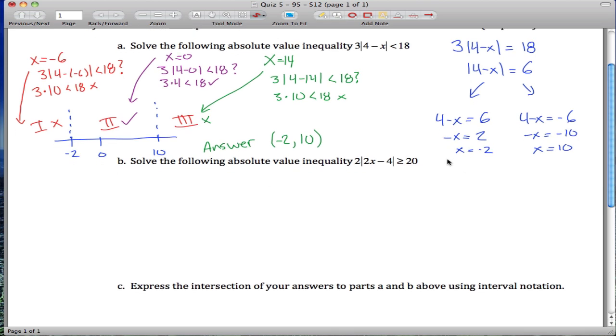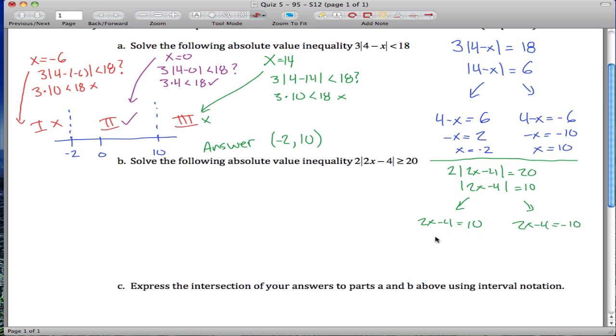Alright, this next problem, basically do the exact same thing. So we got 2 times the absolute value of 2x minus 4. We'll set that equal to 20. Absolute value of 2x minus 4 equals 10 if we divide both sides by 2. And now we can split this up into two cases. 2x minus 4 equals 10. And 2x minus 4 equals negative 10.